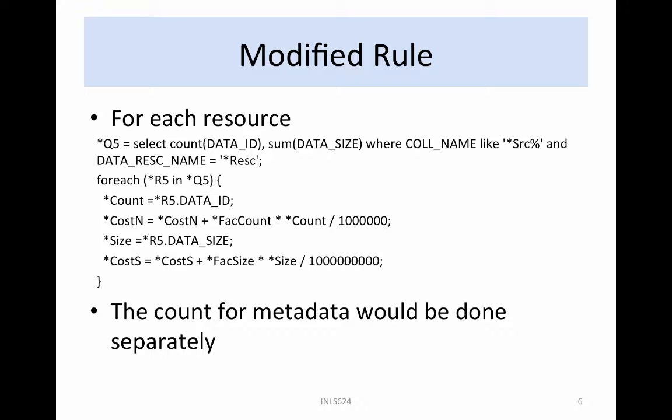This assumes the fact count and fact size have already been extracted as metadata from each resource. For a specified resource then, given the fact count and fact size, you can generate a total cost. The count for metadata would need to be done separately.